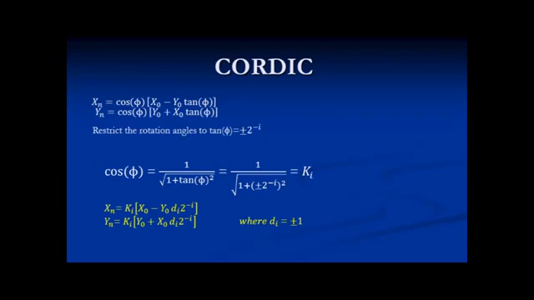Therefore, we now get x sub n is equal to k sub I times the quantity x sub 0 minus y sub 0 times d sub I times tangent of phi. And y sub n is equal to k sub I times the quantity y sub 0 plus x sub 0 times d sub I times tangent of phi, where d sub I is equal to plus or minus 1 depending on the direction of rotation.